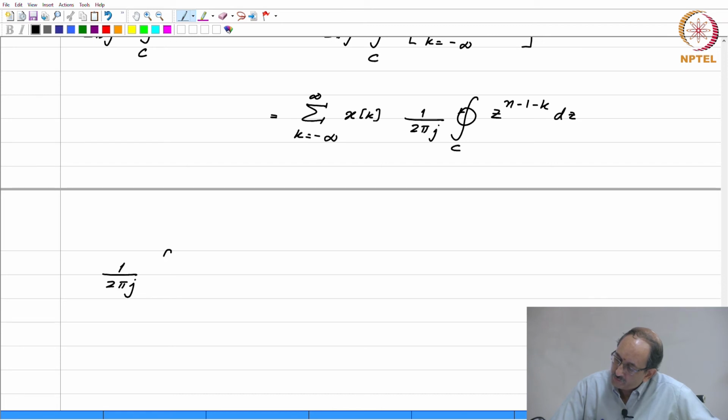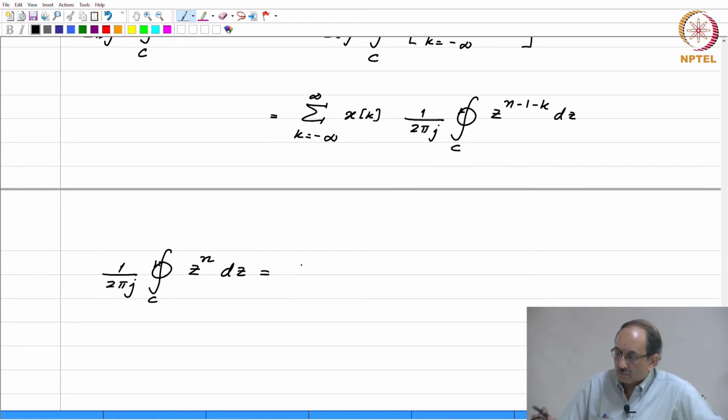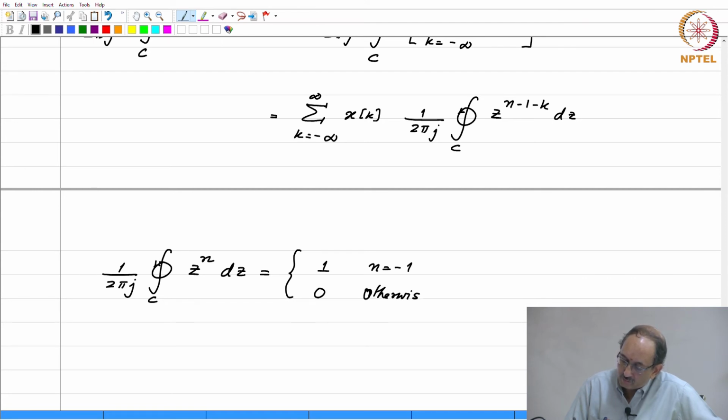One over 2 pi j contour integral of z to the n dz equals, oh very good. So, this is 1 when n equals minus 1 and 0 otherwise, okay. I thought you people did not have a course on complex variables. Oh, okay. So, only some of you know this, all right.